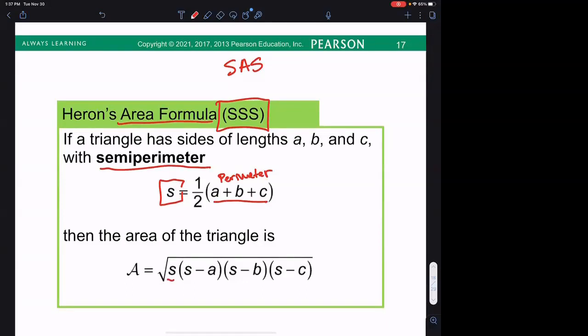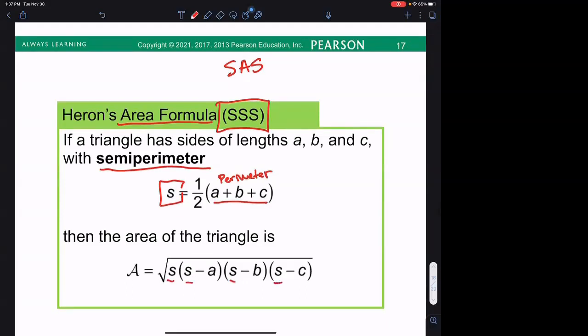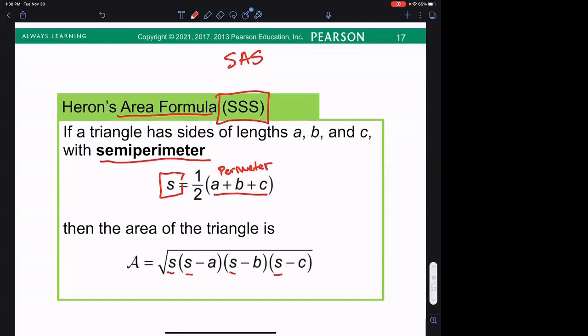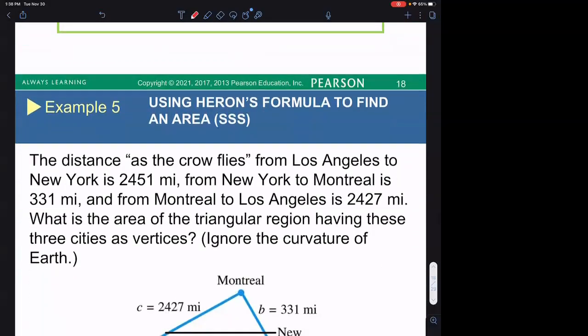So here's your semi-perimeter. And you basically multiply the 4 things together. The semi-perimeter is multiplied by the semi-perimeter minus each of the 3 sides. S minus A, S minus B, S minus C are all multiplied by S, and then you square root, and that gives you the area. So it's kind of a funny looking formula. Certainly hard to think about it, but it just gives you the area based on only the 3 sides. Now, they have an example using it first.